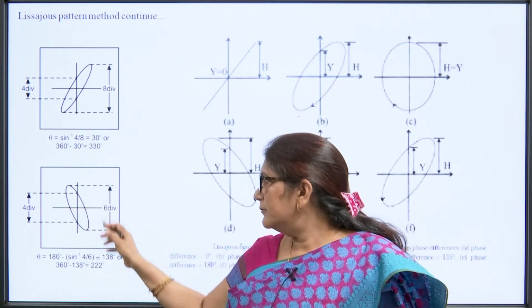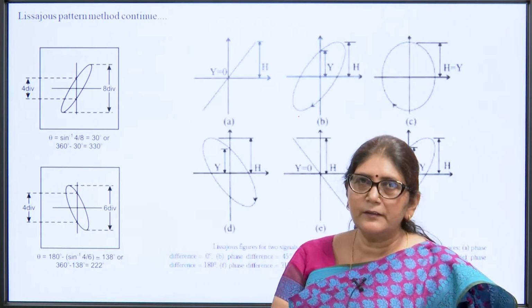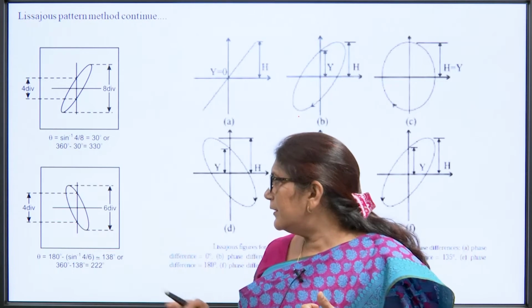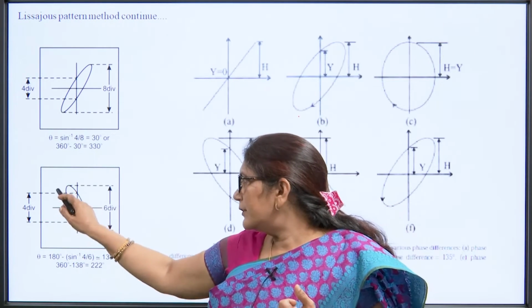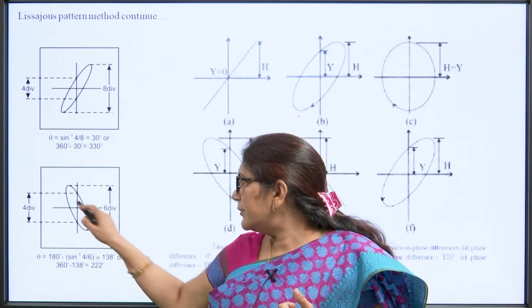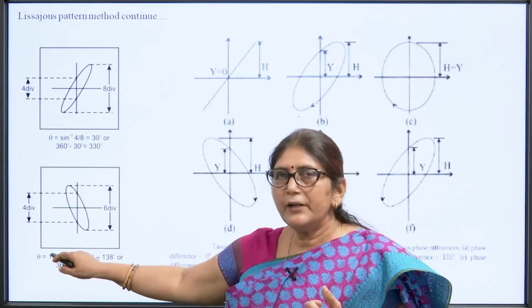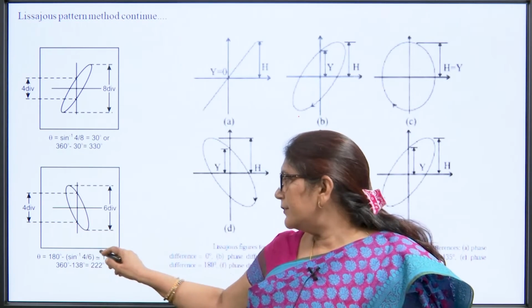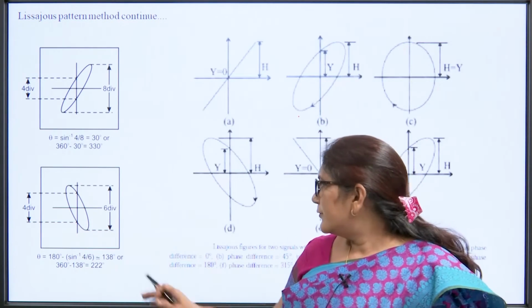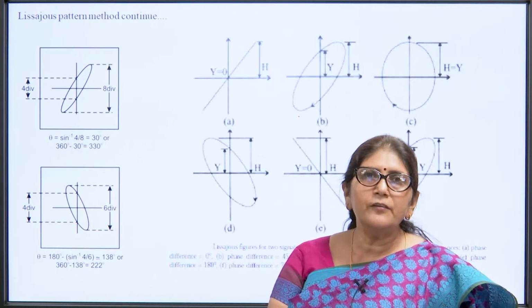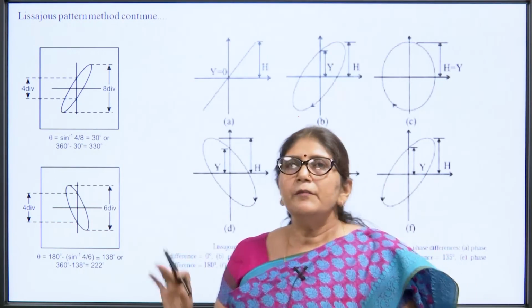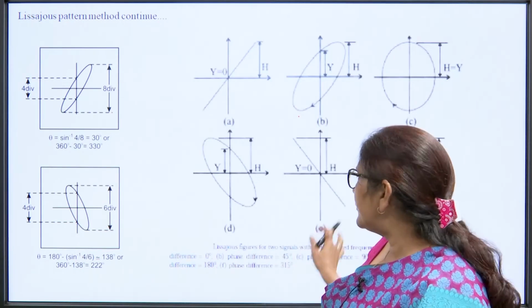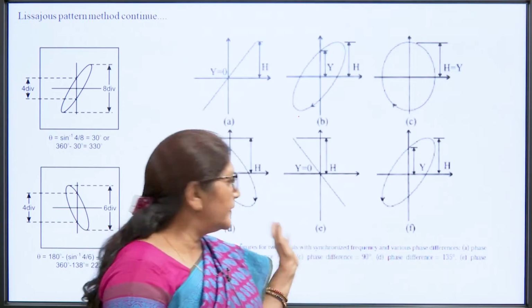Similarly, if this type of ellipse appears, which is from 90 to 180 degree, then here this is 4 divisions and here it is 6 divisions. So it is 180 degree minus sin inverse 4 by 6, because it appears between 90 to 180 degree. So it is 138 degree, or 360 minus this one. Similarly, there are different shapes available here, and by seeing these types of shapes we can find out the phase difference between the signals.